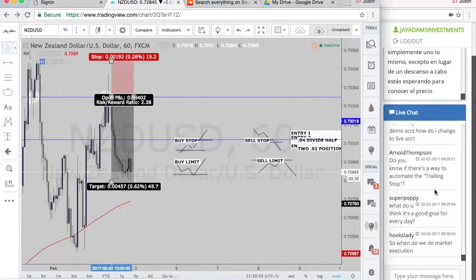So when do we do market execution? There will be no more market execution, so there will be no more confusion. Arnold, I don't know if there's a way to automate the trailing stop unless you have MetaTrader 4 running on your computer. I don't think you can do it on the phone, not that I know of.